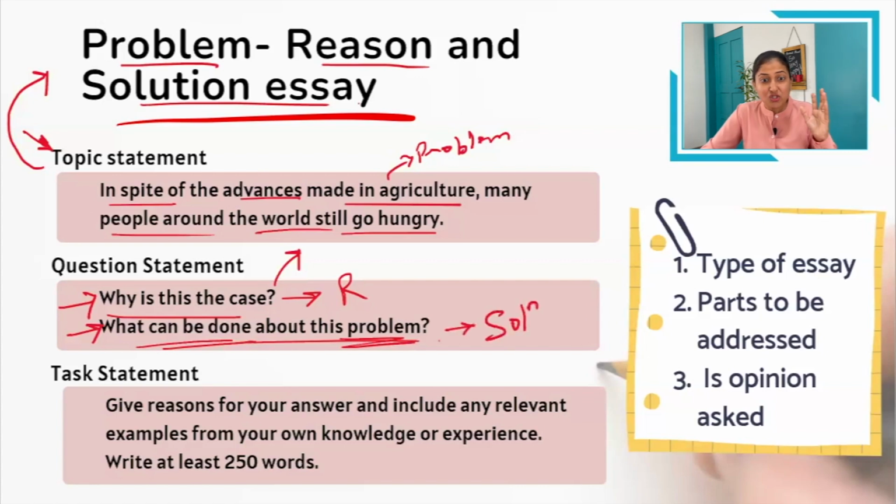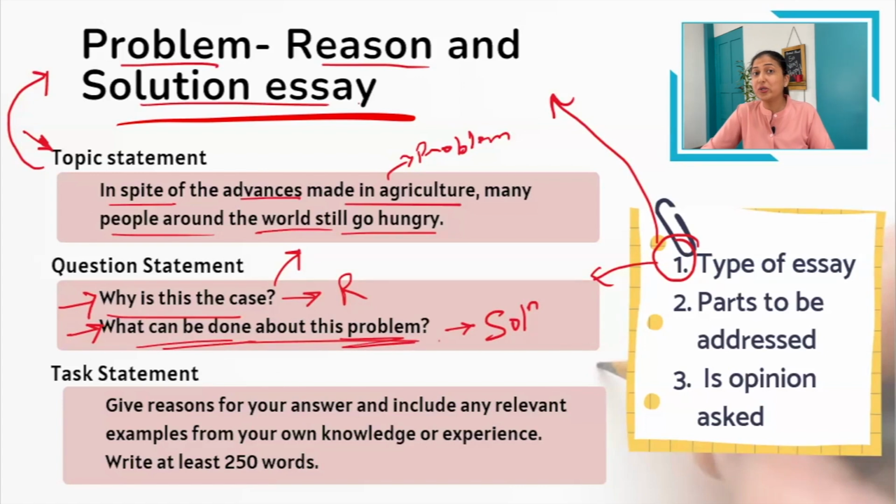Interesting, no? So, when we look at the question statement, what is it telling you? It is telling you the type of essay. Which type of essay is this? This is problem, reason and solution essay. Why is this? Because it's written on the top? No, because the question statement is asking for reasons and solutions and the topic statement is explicitly stating a problem. Okay, idea is getting clearer?